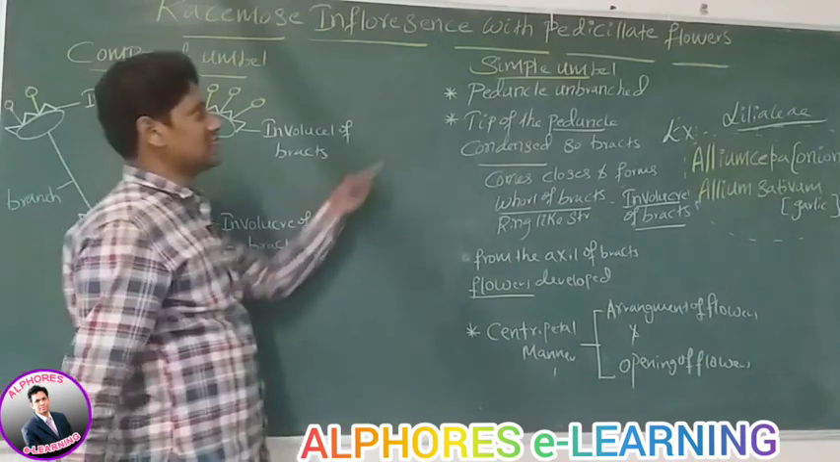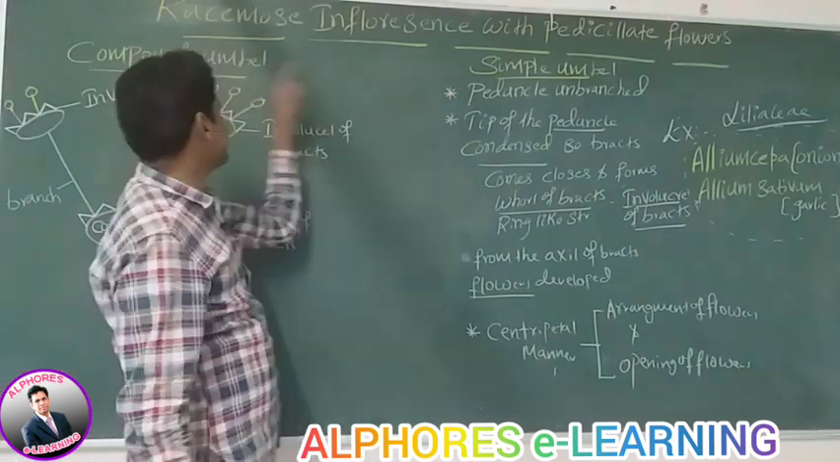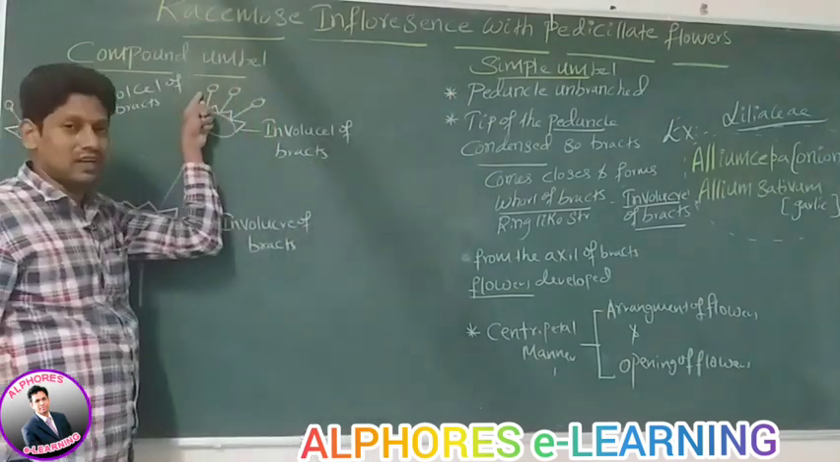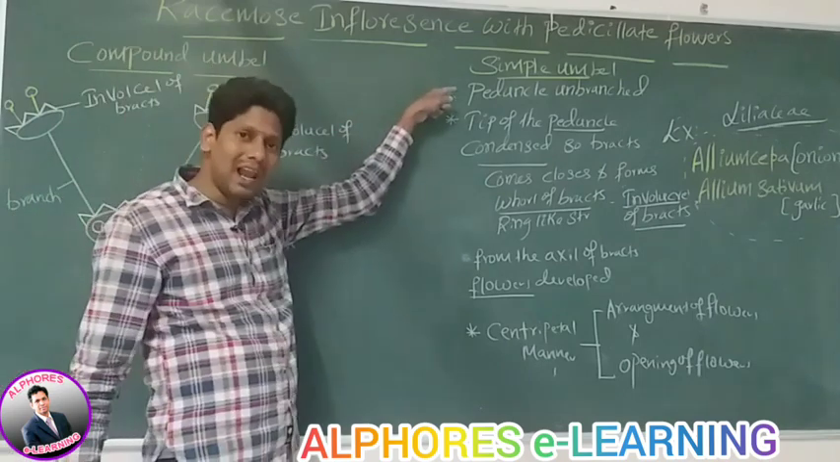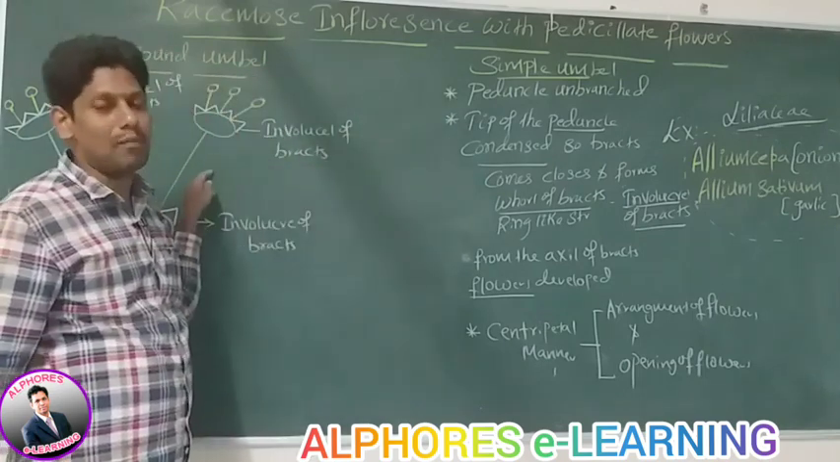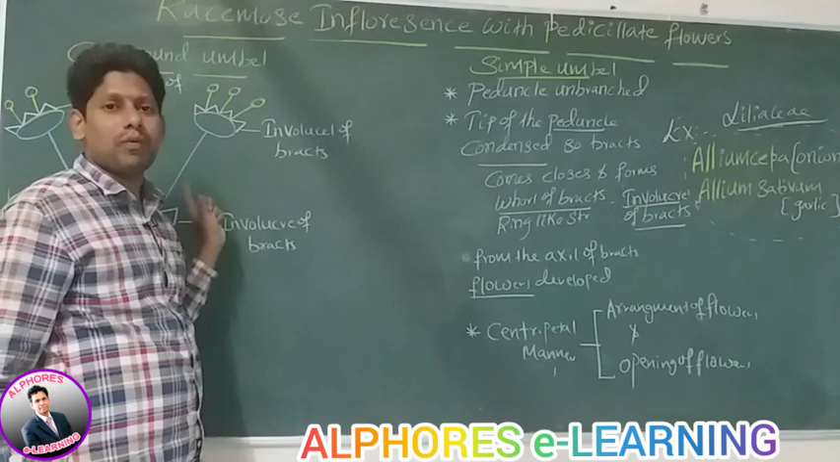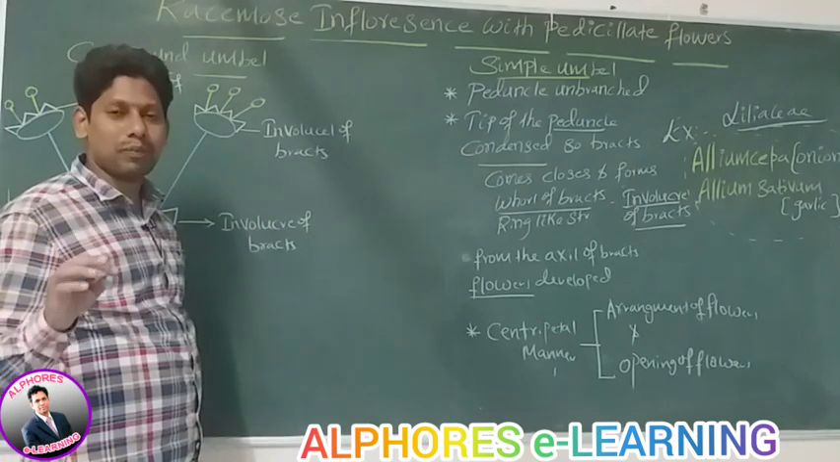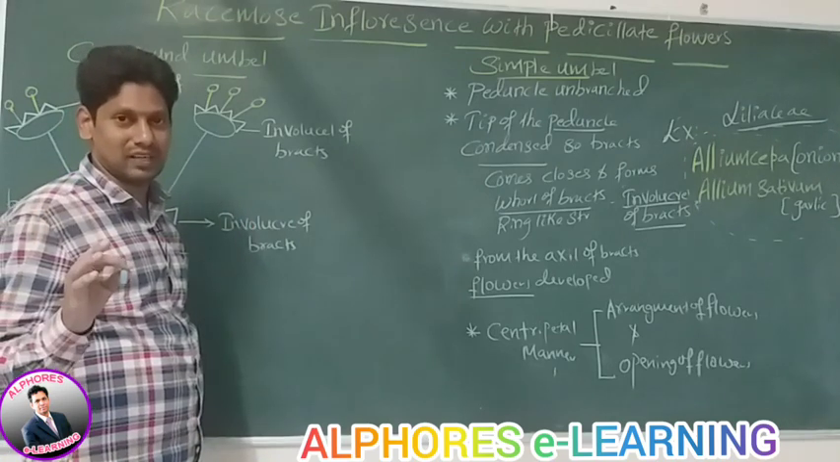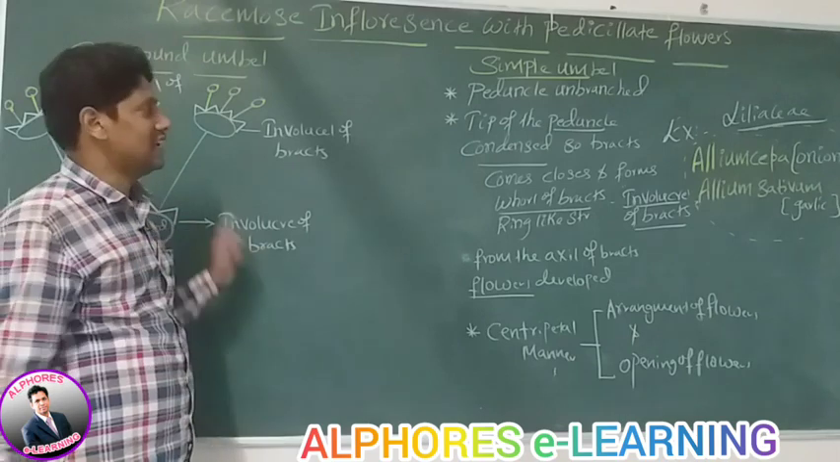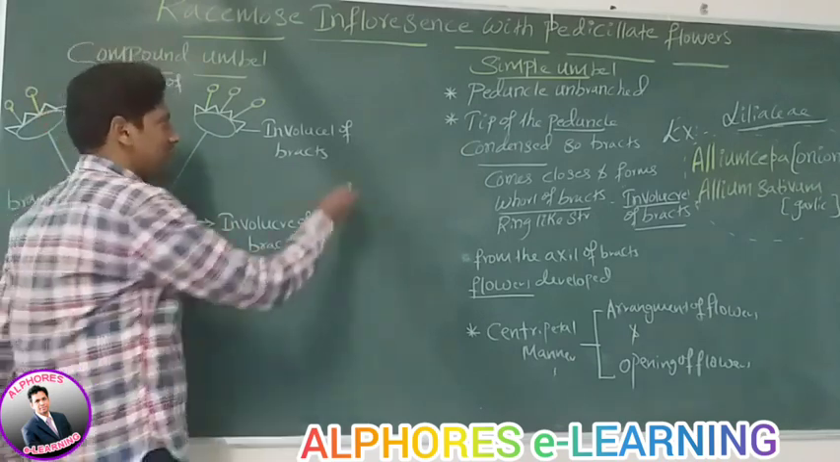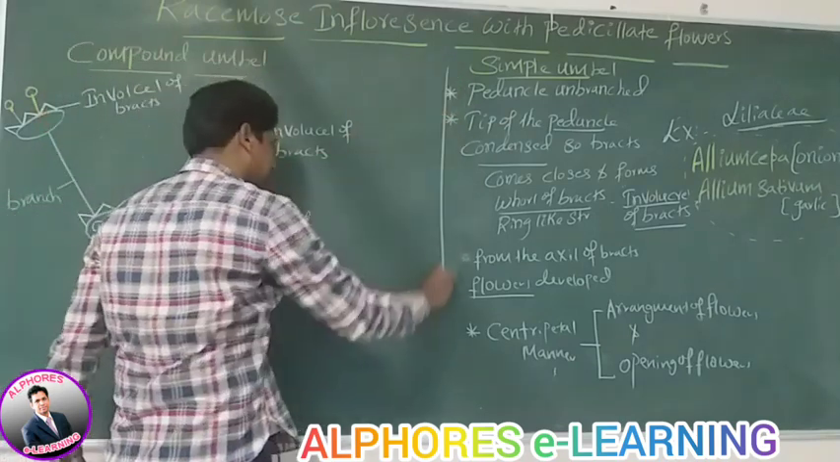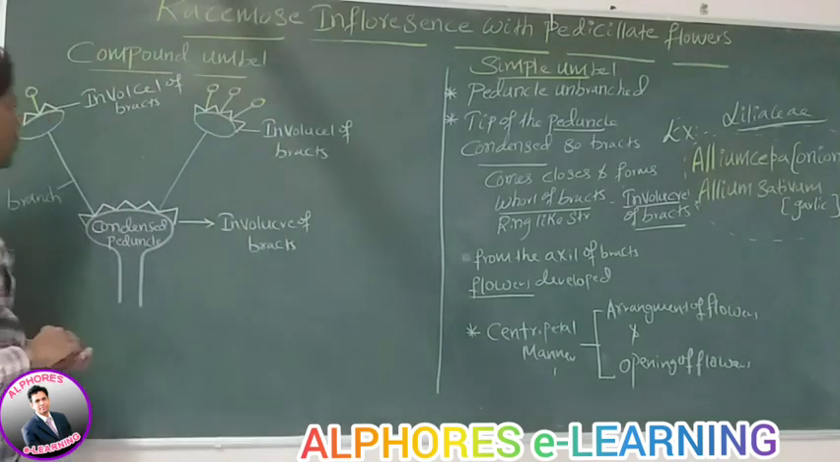Therefore, in the case of simple umbel and in the case of compound umbel, flowers are present at the same height. Is it okay? Now I am writing the statements. See here. What are the statements?